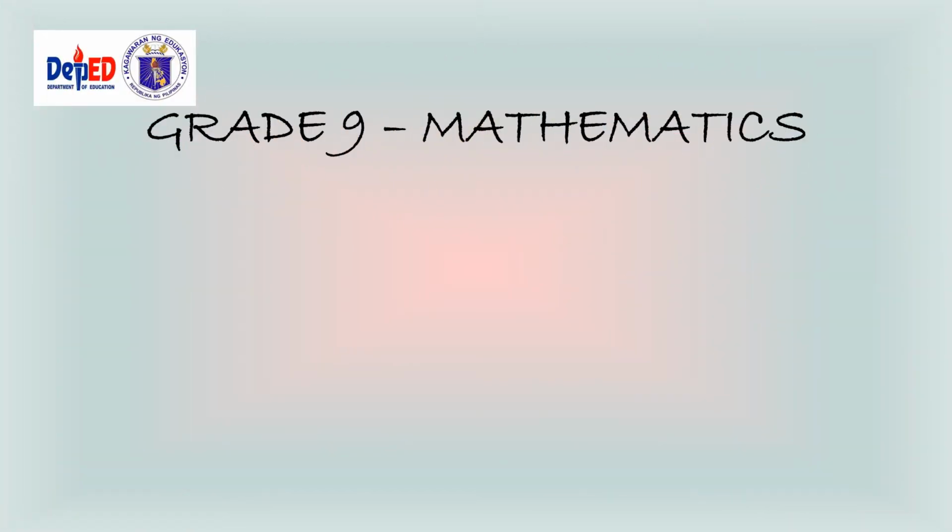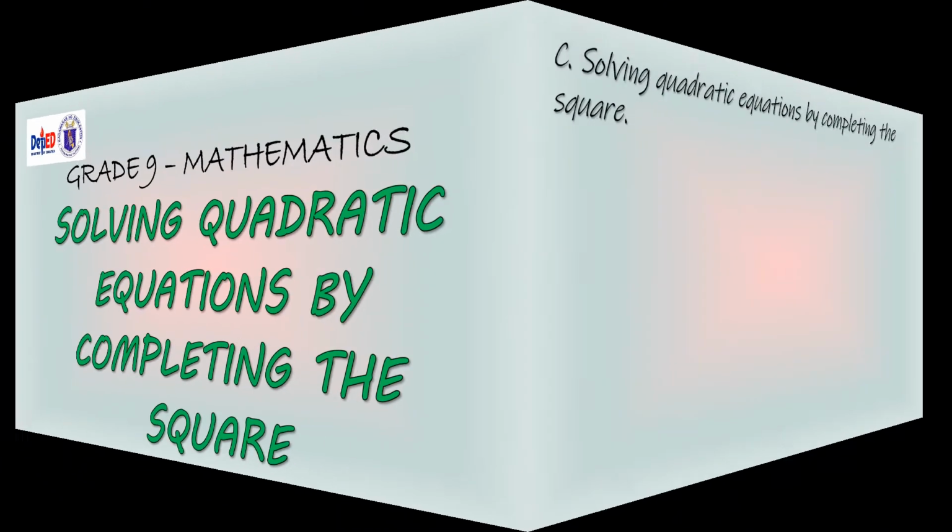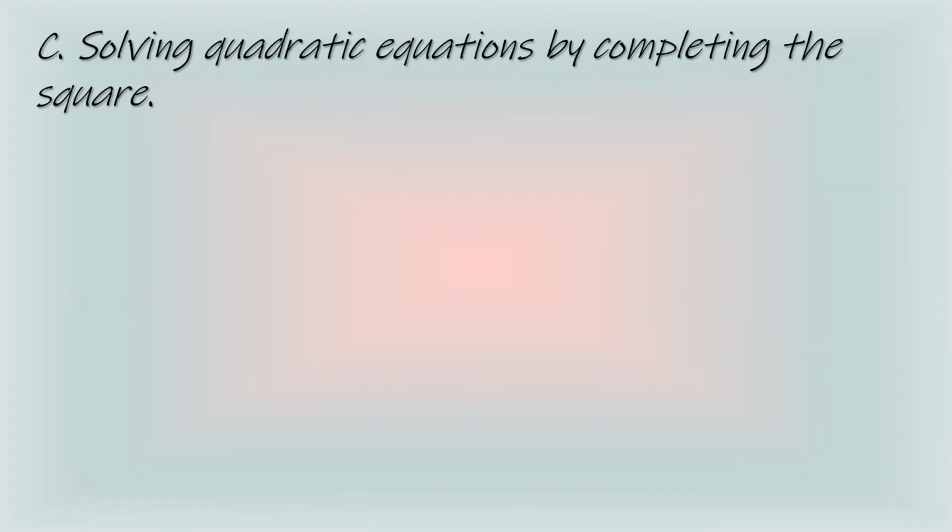Okay, let us now have the part 3 in solving quadratic equations by completing the square. Let's now have the example. Number 1, x squared minus 2x minus 3 is equal to 0.